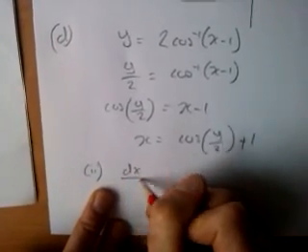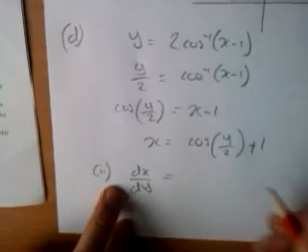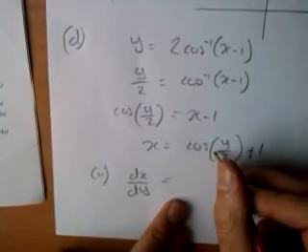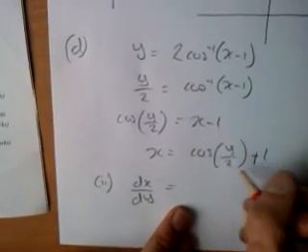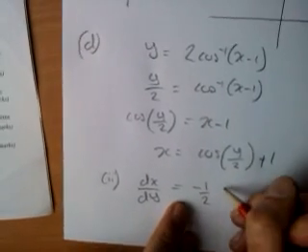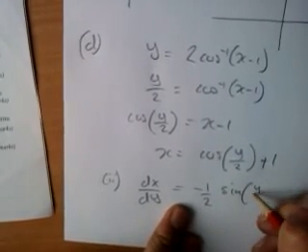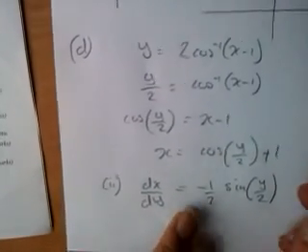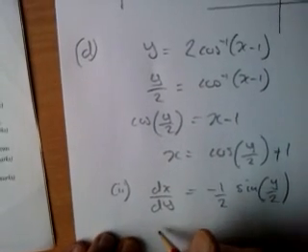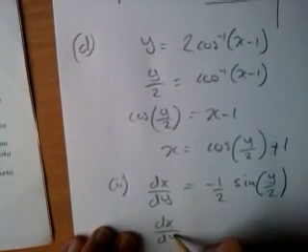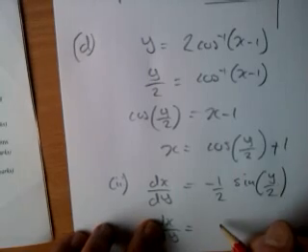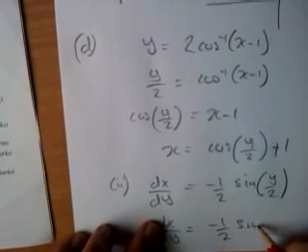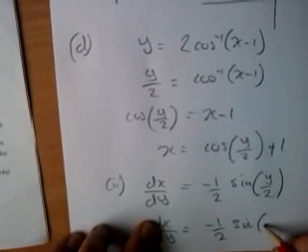Part 2 of D. Asked to find dx/dy. So we differentiate this. Cos differentiates to minus sine, and we're going to get times by a half. So we become minus a half sine of y over 2. Constant differentiates to 0. Find the value of dx/dy when y equals 2. Sub 2 into this. So we're just going to get minus a half sine of 1.